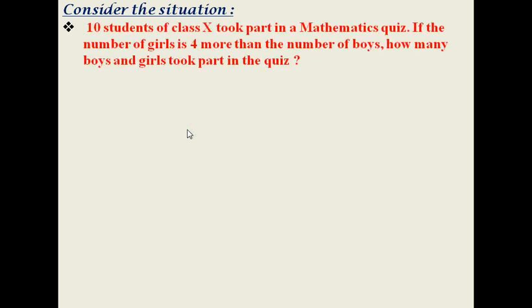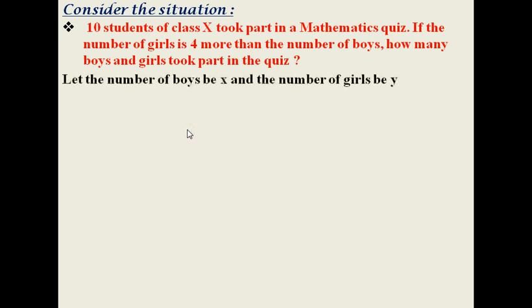Here 10 students of class 10 took part in a mathematics quiz. If the number of girls is 4 more than the number of boys, how many boys and girls took part in the quiz? For this situation, let us consider the number of boys to be x and the number of girls to be y. So according to the first statement, boys plus girls is equal to 10, that is x plus y is equal to 10.